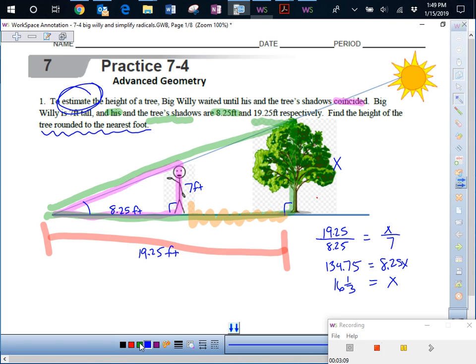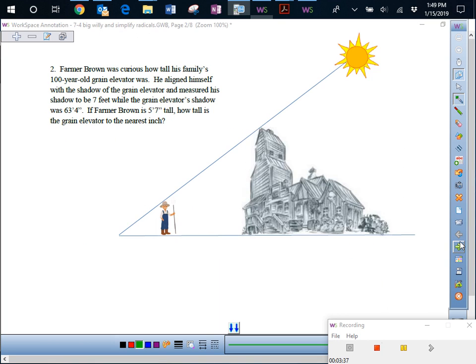And when they say round to the nearest foot, honestly, it doesn't matter if you round up or round down in this situation, because you can make an argument for 16 feet and you can make an argument for 17 feet. Sometimes you don't really have a choice of when to round, but in this case, I'm going to just say that's about 16 feet. And if you had 17 feet, there's nothing wrong with that either, because you got an argument both ways. So let's try the next one.